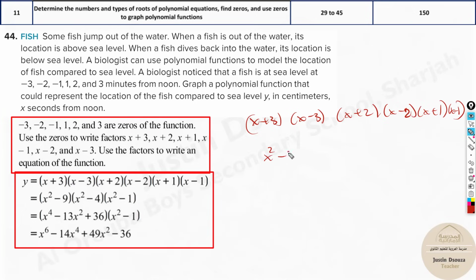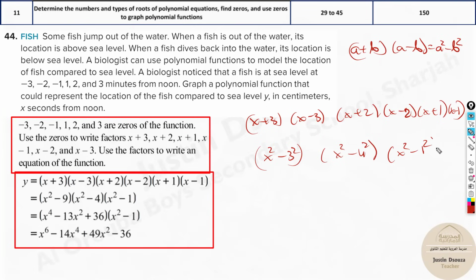All you do is square it up, x square minus 3 square. That's the first one. X square minus 4 square. Sorry, this is 2 square. This is the rule, a plus b, a minus b is a square minus b square. Then we have x square minus 1 square. Now when you simplify, it will be x square minus 9 multiplied with x square minus 4 multiplied with x square minus 1. And now you can multiply them with each other and solve it up. Here is the answer.